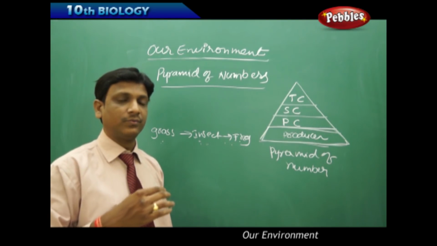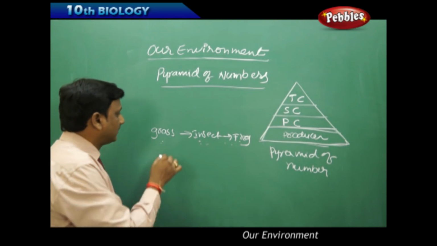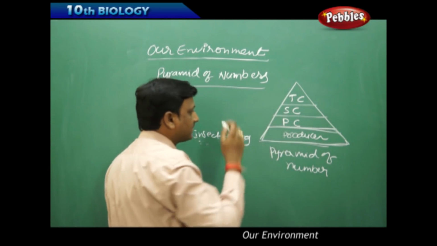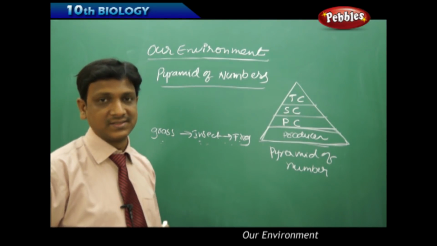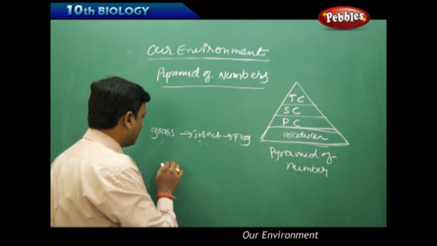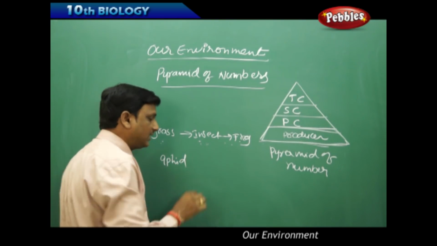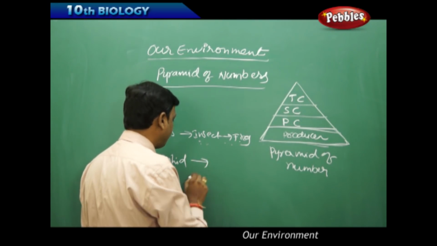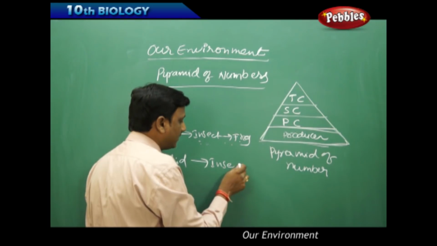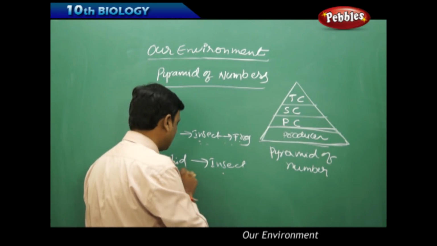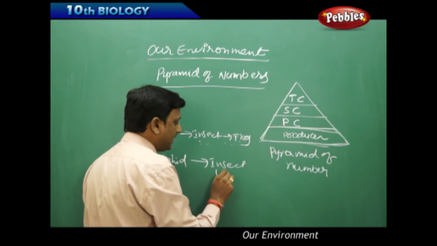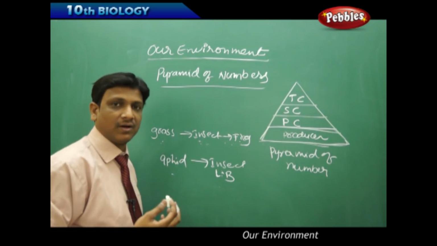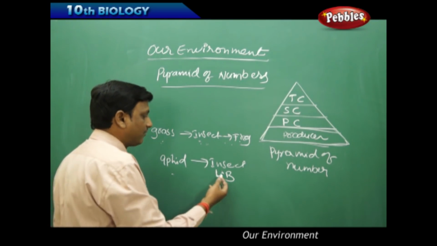We can observe one more thing. As we go up in this pyramid, the number of organisms decreases, but the size of the organism increases. For example, take the aphid. Aphids are very small. If it is eaten by some other insect, a ladybird, the ladybird is bigger in size, but the number is less compared to aphids. Aphids are large in number compared to ladybirds.